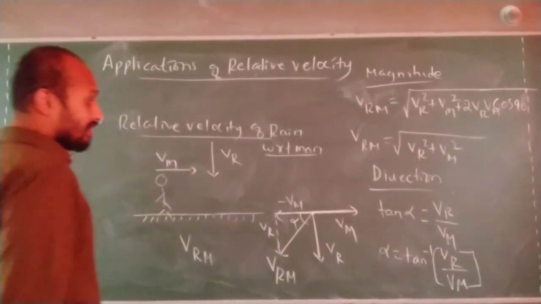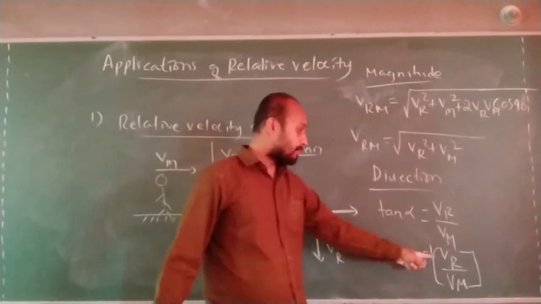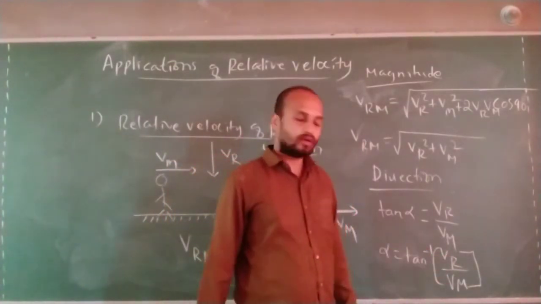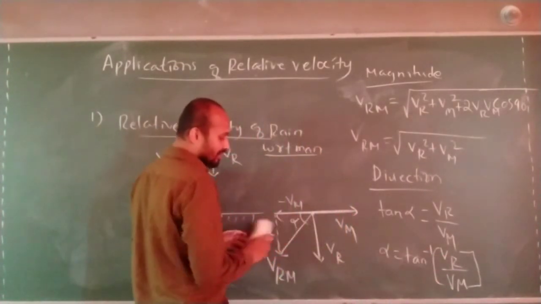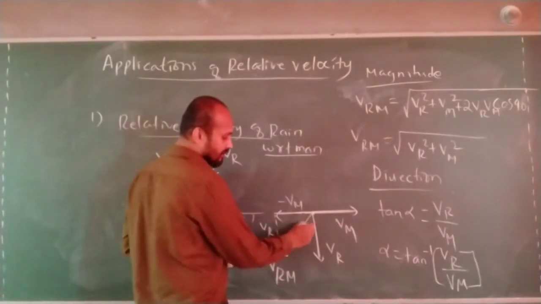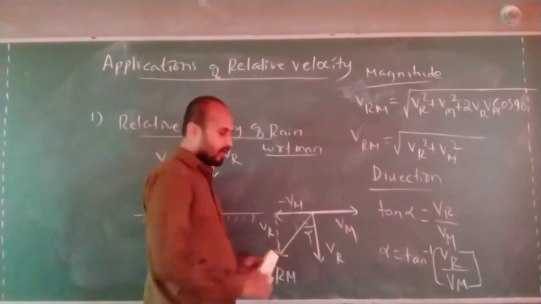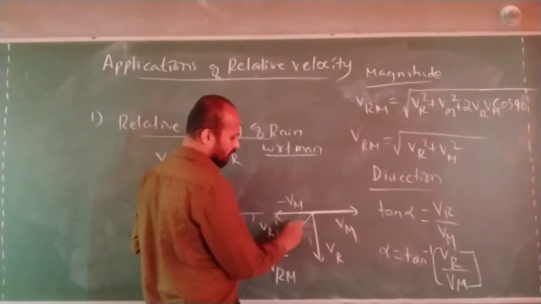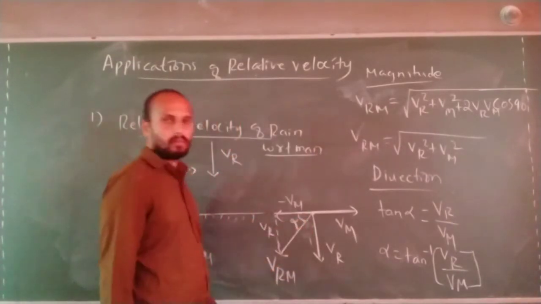One thing, in your book it will become Vm by Vr because in your book he has not taken the angle here, he has taken the angle there. Okay? But since I have considered this, no problem. I will consider here only. What is the problem? Correct?